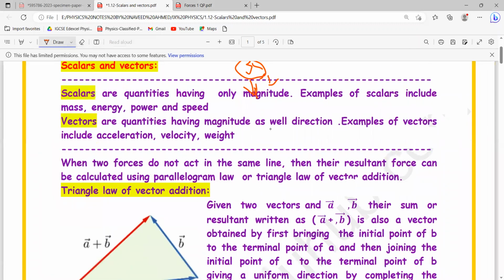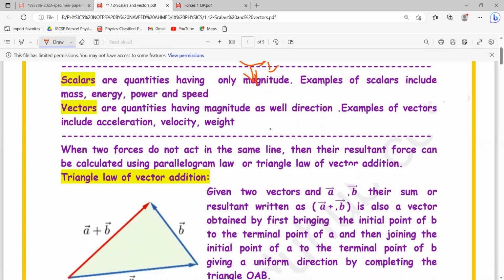scalars. For example, mass, energy, power, speed, and there are some other examples: distance, work, energy, power, temperature. These are supposed to be scalar quantities because they have only magnitude but no direction. The second definition is vectors. Vectors are such quantities which have magnitude as well as direction. For example, vectors include acceleration, velocity, weight, force, momentum, moment. These are supposed to be vector quantities.